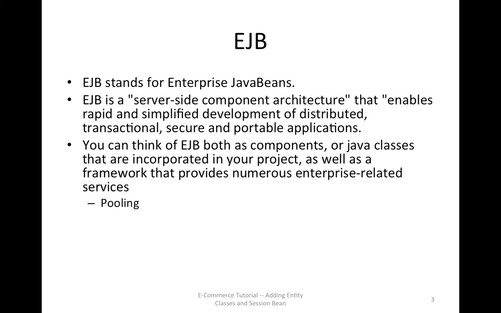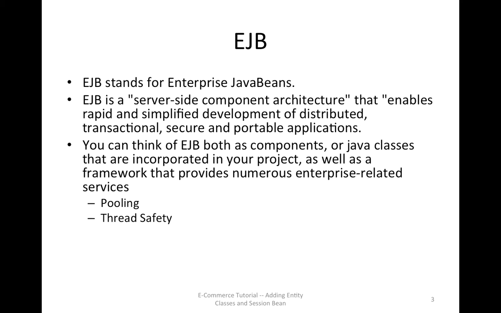First, pooling. For each EJB component, the EJB platform creates a pool of component instances that are shared by clients. At any point in time, each pooled instance is only allowed to be used by a single client. As soon as an instance is finished servicing a client, it is returned to the pool for reuse instead of being discarded for the garbage collector to reclaim.